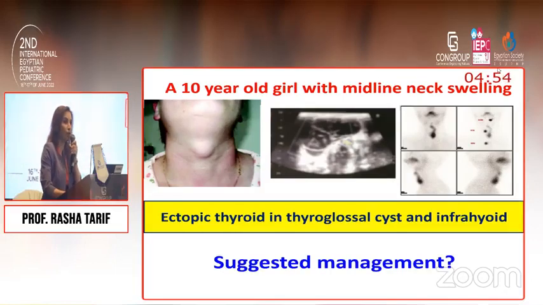What would you like to do for this girl? First of all, shall we give thyroxine or not? Yes, definitely, because the TSH is above 10. And we have to remove the thyroglossal cyst because it's liable to malignancy.